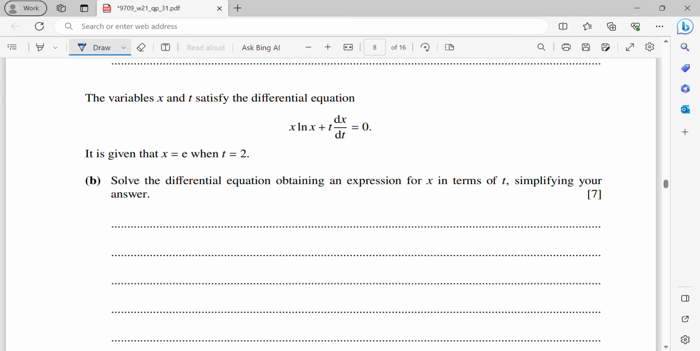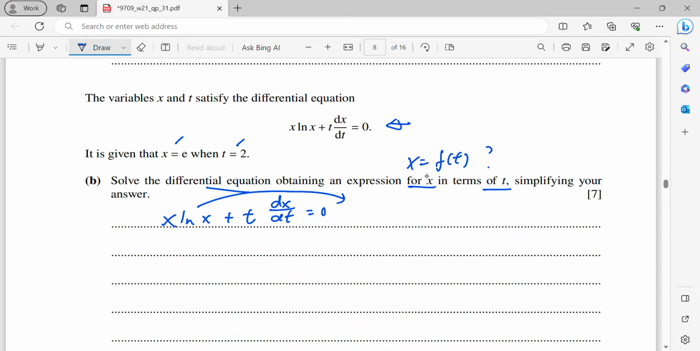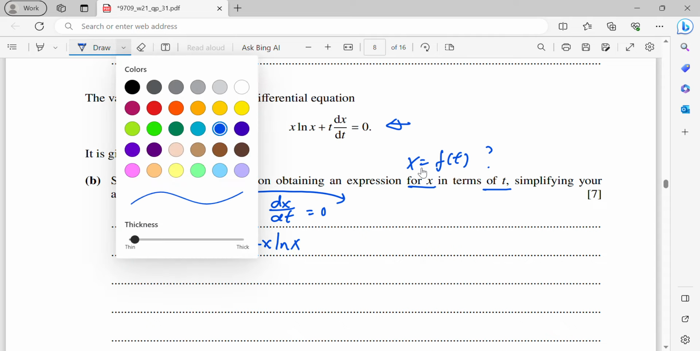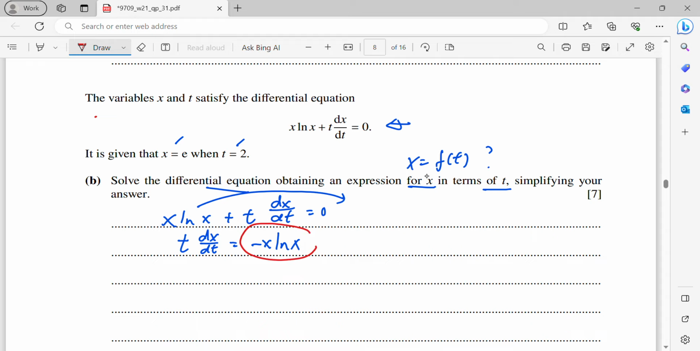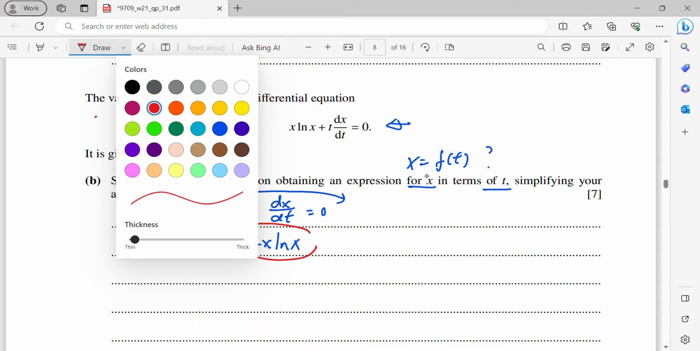Now the variables x and y satisfy the differential equation. Given t equals to 2 and x equals to e. Solve the differential equation obtaining the expression for x in terms of t. Simplifying your answer means that now you need to get x equals to ft. Alright, so now x ln x plus t dx over dt equals to 0. So from here, I will move this x ln x to the other side. So t dx over dt is negative x ln x.